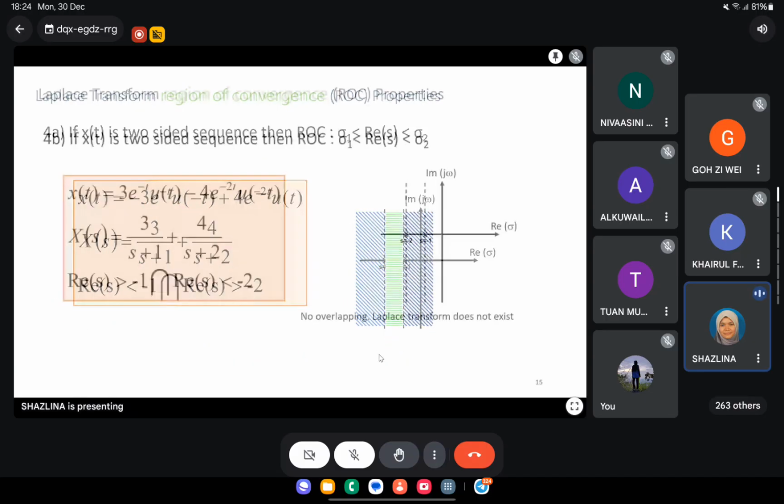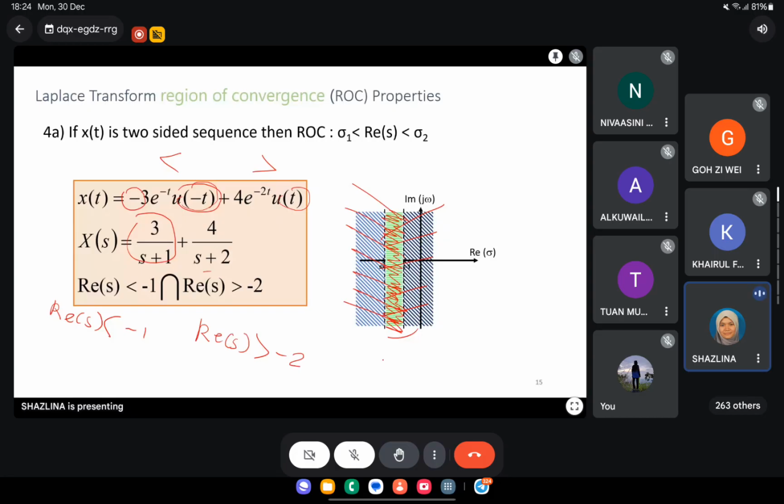The green area, so the ROC you can write like this: smaller than -1, bigger than -2. Okay, this is your ROC for a two-sided sequence which consists of a left-sided and a right-sided part.